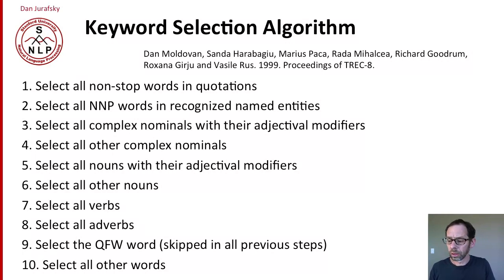So if we see words in quotations, that's a very likely word that people are looking for. And another important thing to look for is proper names, and then other kinds of nominals, and maybe less important verbs, and then even less important adverbs, and maybe all other words might be even less important. So we have a ranking of what words are important to put in the query.